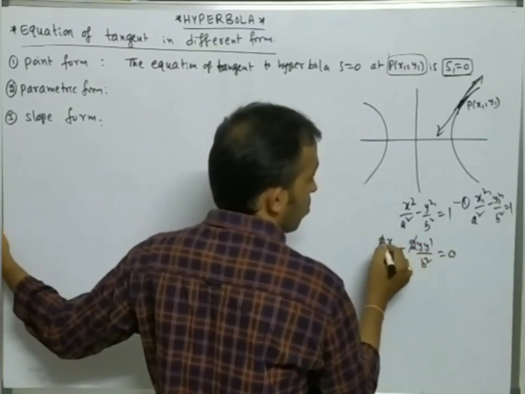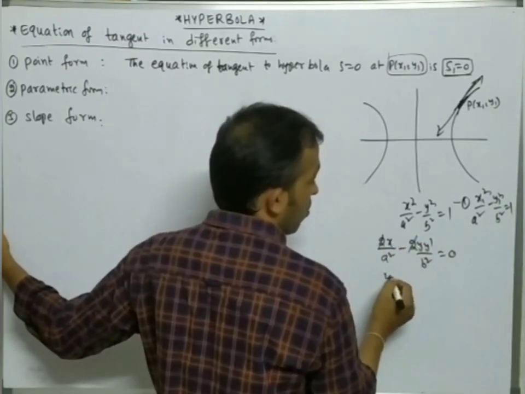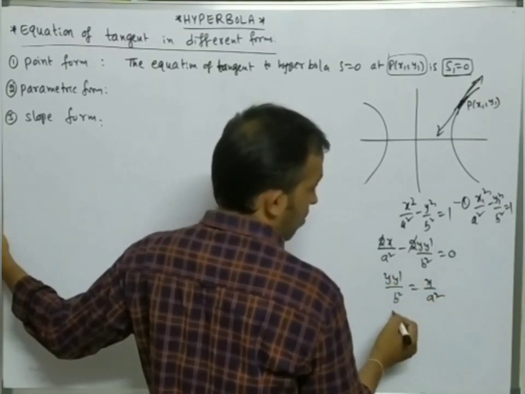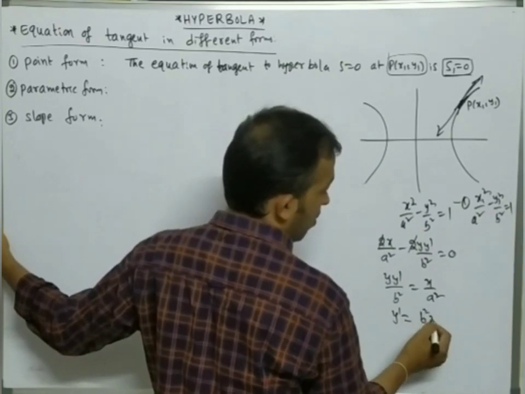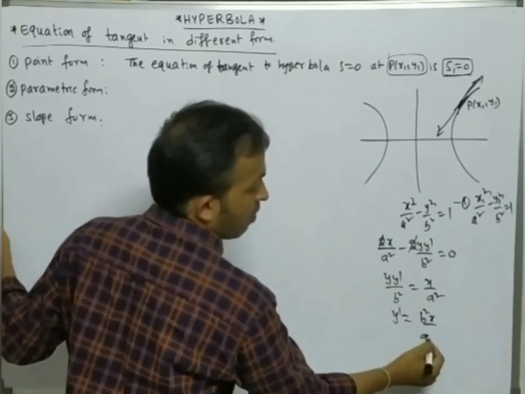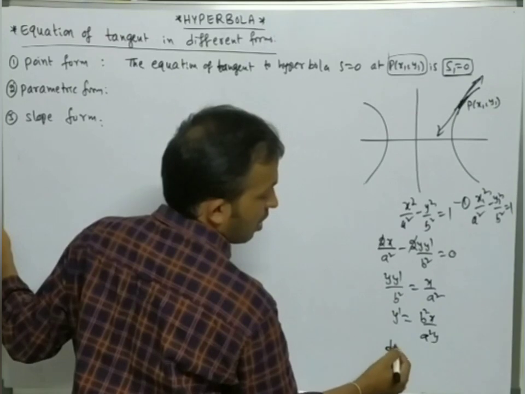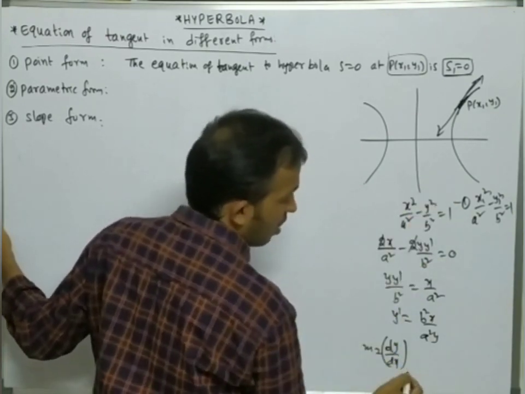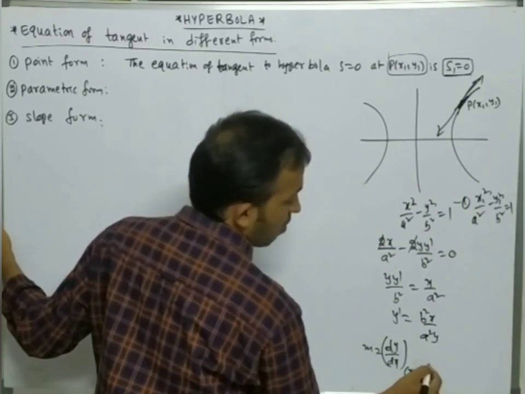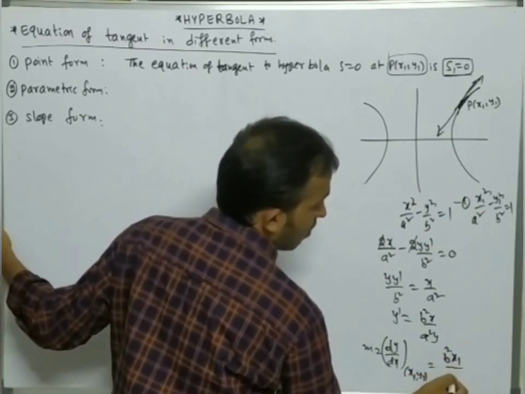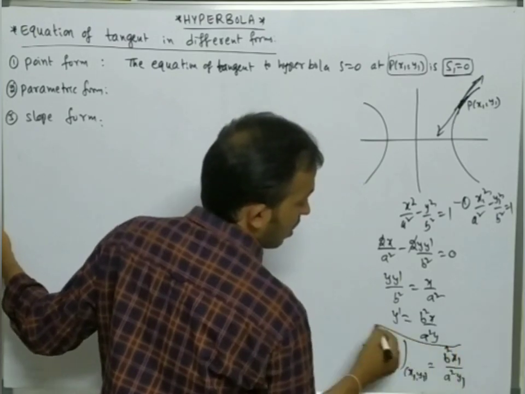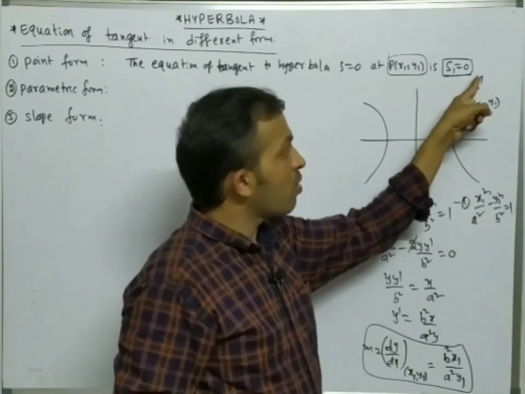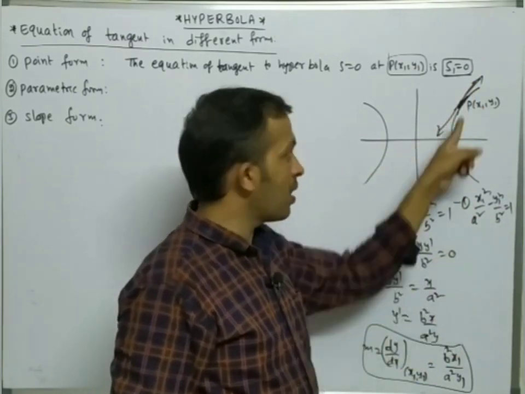Okay, so 2 common and cut, so you will get y dash by b square is equal to x by a square. From this, y dash is equal to b square x by a square y. So y dash is nothing but dy by dx, that is the slope of the tangent, slope of the curve at x1 y1 point is b square x1 by a square y1. This is the slope of the curve at x1 y1. So slope of the tangent is also the same at this point.